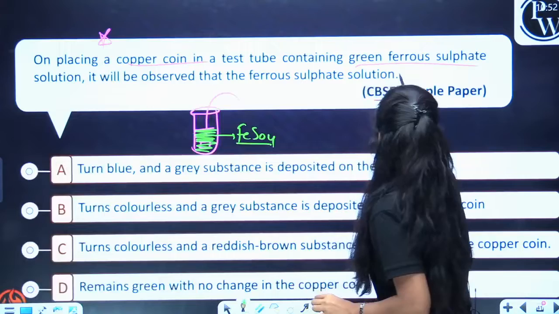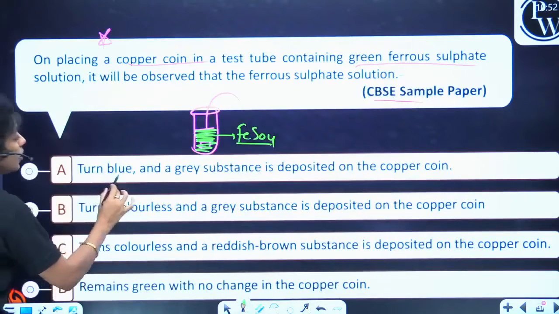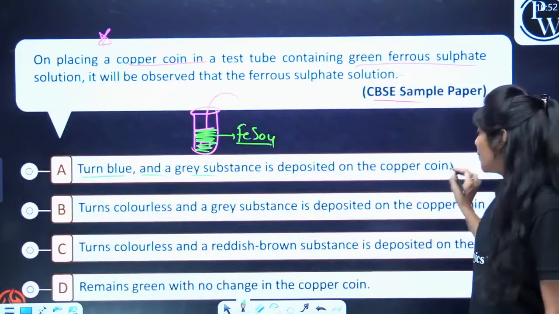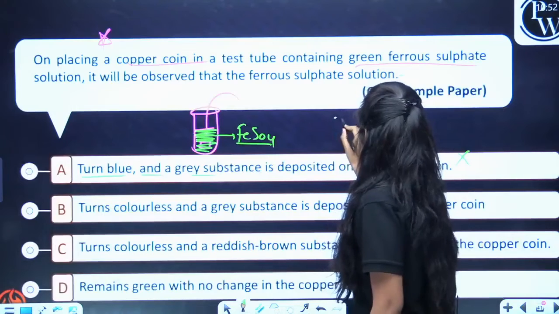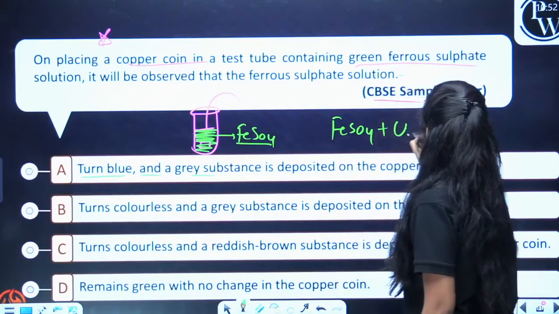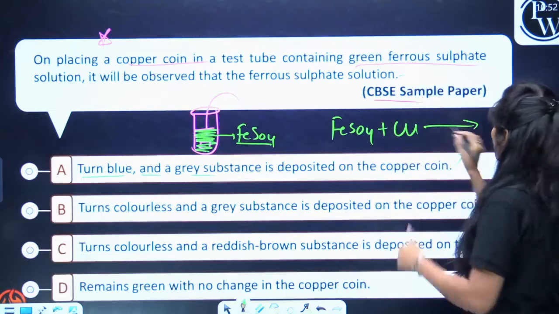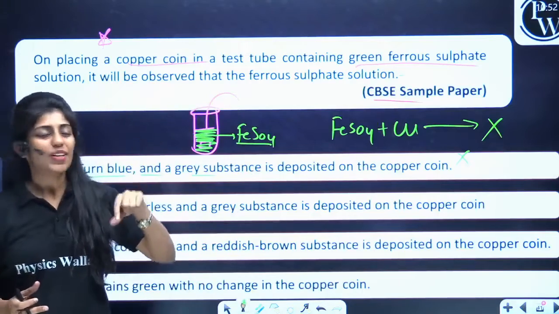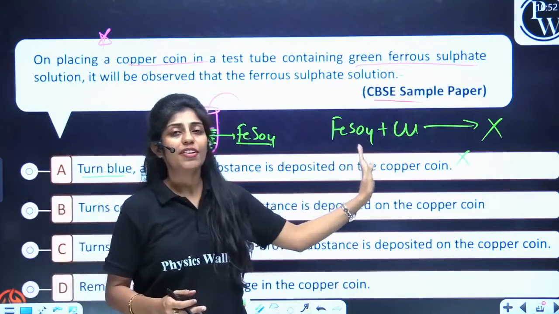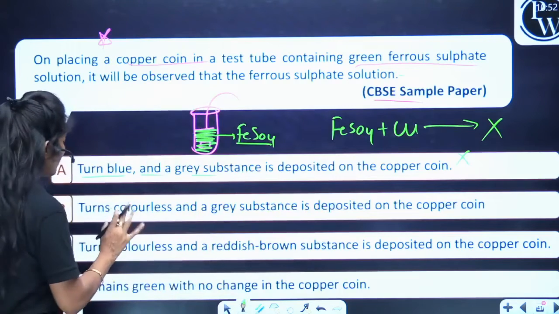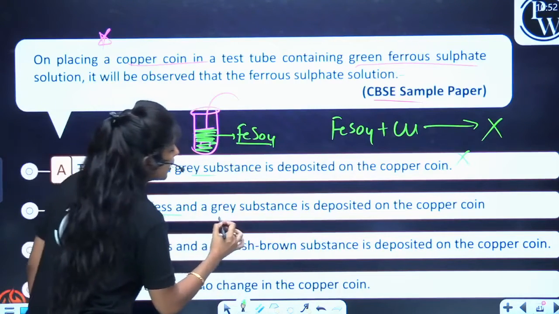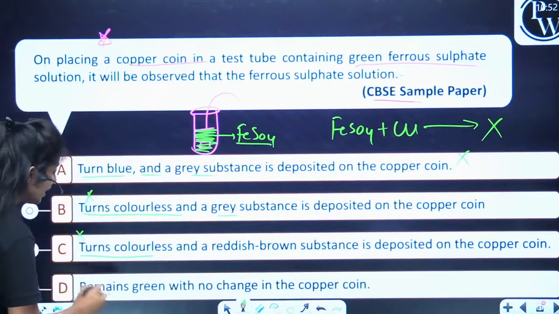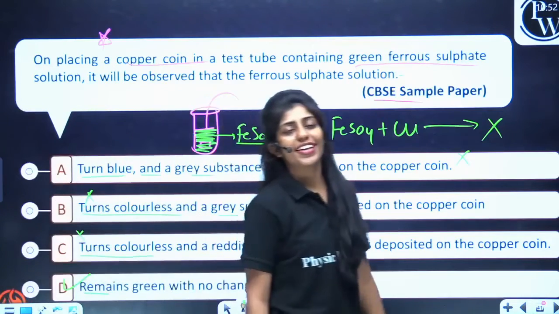So what can be the answer? You have 4 options. Turns blue and a gray substance is deposited on the copper. Is it true? No, definitely no. So basically there is a reaction FeSO4 plus copper. Copper is the coin. Okay, what will happen? No reaction. Why? Because copper is less reactive. Copper is that little boy who cannot displace this Fe. Right? So you have to recall this. So what can be the right answer? Turns colorless and gray? No. Turns colorless? No. There will be no change, no reaction, remain green and no change in the copper coin, right?